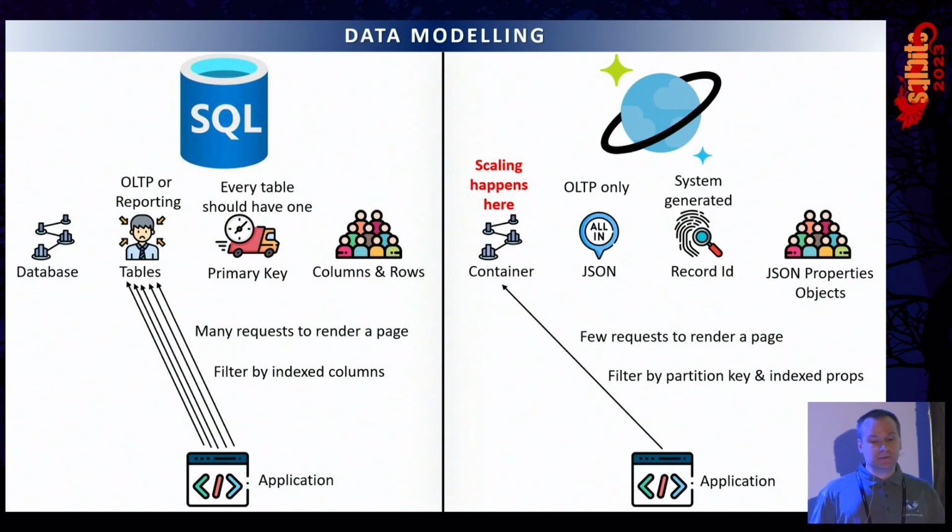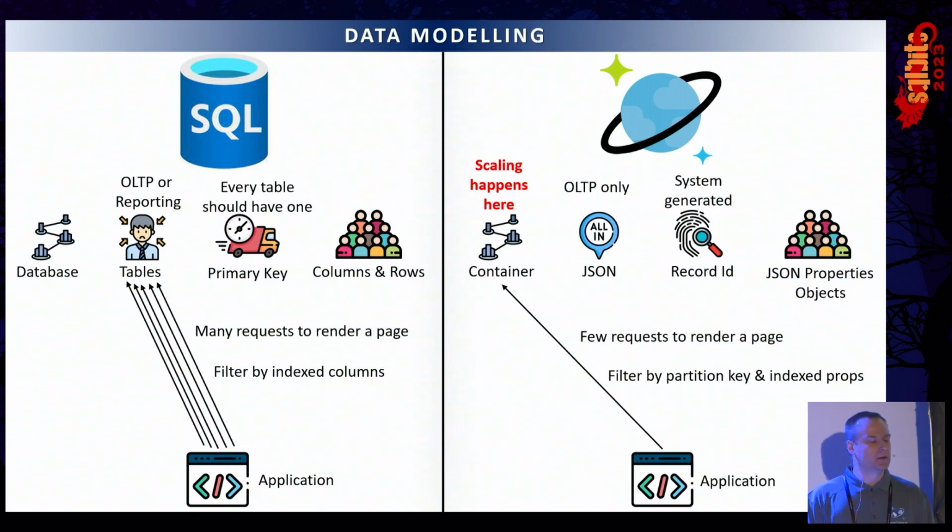So we don't have tables. We have JSON objects in each container. And that's only for OLTP. If you are going to do any kind of reporting or data science, you don't want to do that in Cosmos DB's APIs. You want to move your data to analytical storage and do all that in a different location, not in Cosmos DB's APIs.